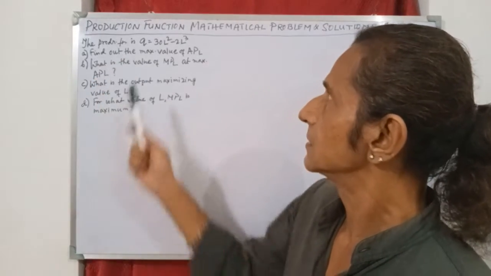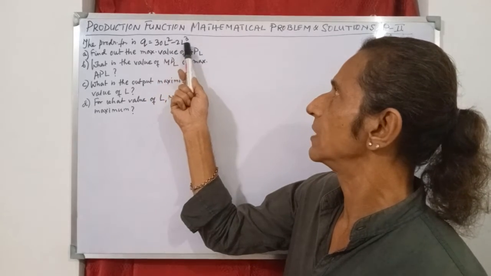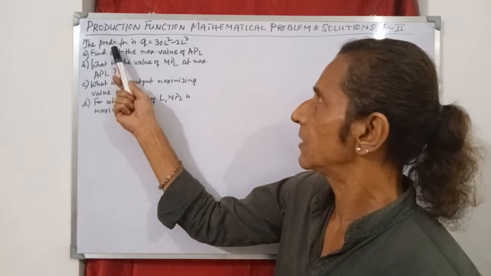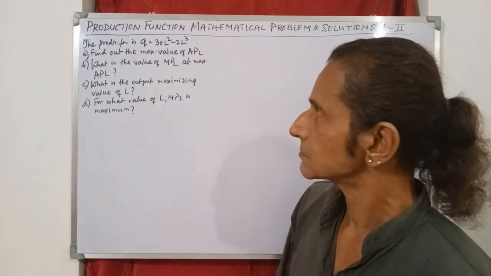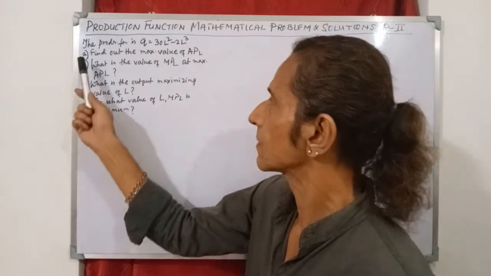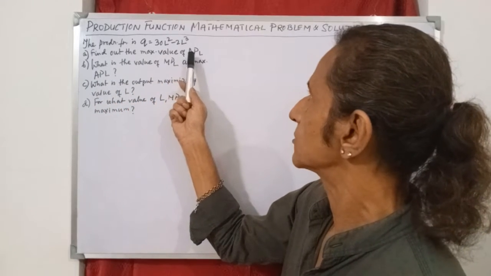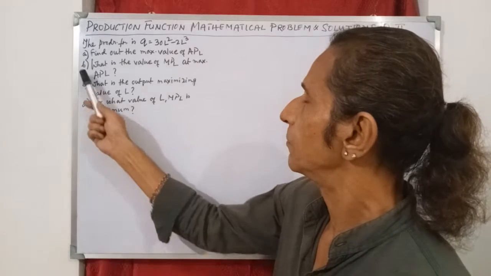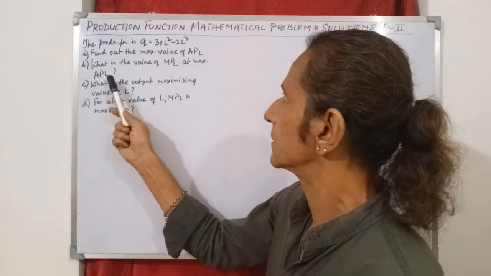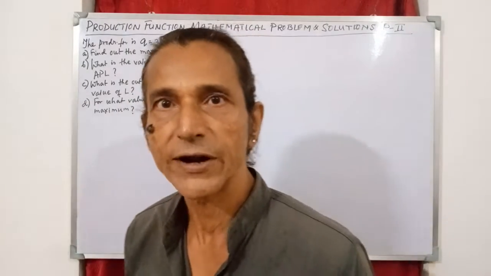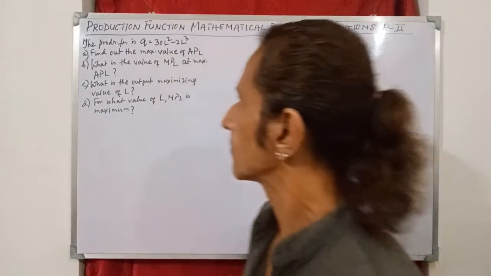The production function is given by Q equals 30L square minus 2L cube. What are the requirements? A. Find out the maximum value of average productivity of labor, that is APL. B. What is the value of MPL at max APL, that is, what is the value of marginal productivity of labor when APL is maximum.